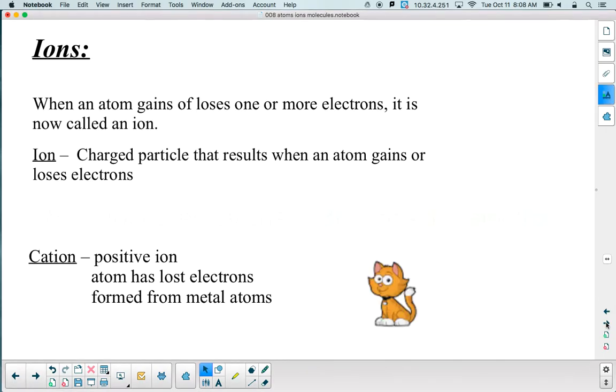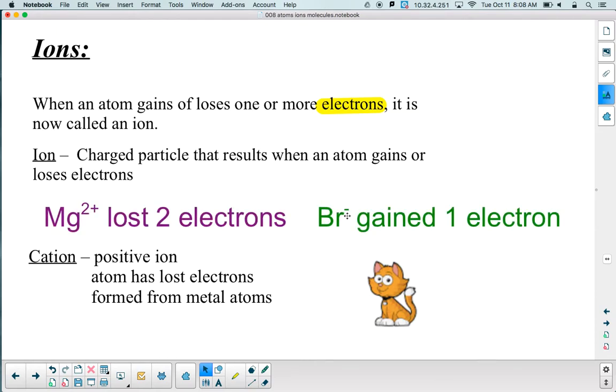We also talked about ions. Ions are what you get when an atom gains or loses one or more electrons. And it's important here that you only change the number of electrons. You cannot change the number of protons because that changes the identity.